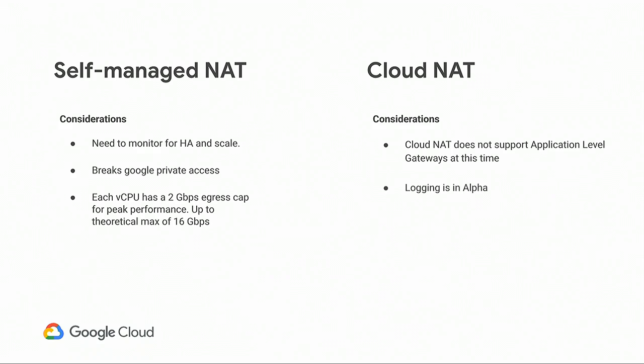Logging is in alpha. Also, when you create Cloud NAT, you have to specify the maximum number of ports available to each VM. By default it's 64 ports. So if 64 ports are available to each VM for NATing purposes, and the VM makes a large number of connections to the same destination IP and port, over 64, then the packet is not going to be NATed.